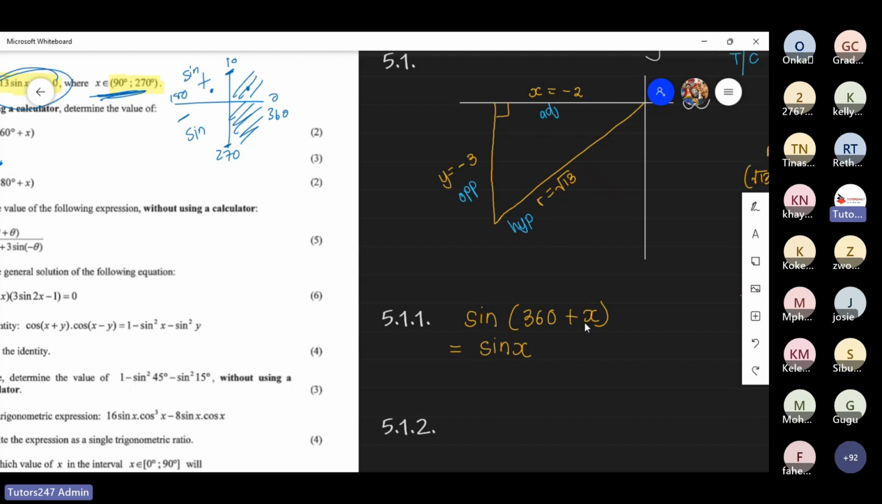And it's only worth 2 marks. So we're now going to leave it there. We're not going to substitute -3 over the root of 13 because that would make it negative, whereas our reduction formula specified it has to be positive because it is in quadrant 1. That 360 plus x indicates quadrant 1. So we're done. Question 5.1.1, that's it. We don't need to do anything else. Let's move on to question 5.1.2.